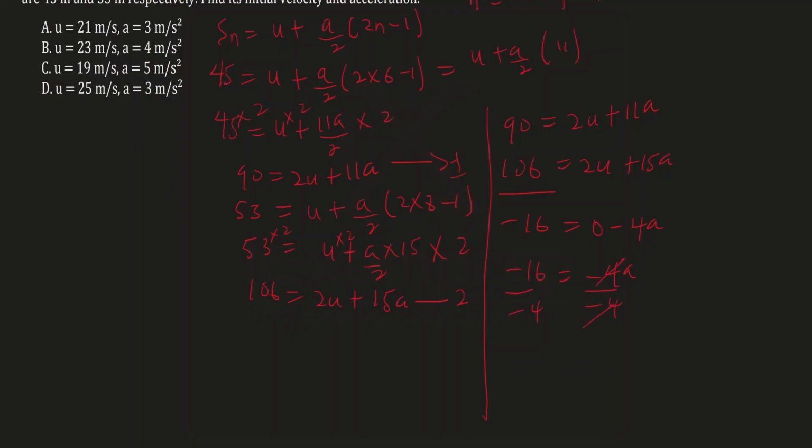So this cancels this. Negative 16 by negative 4 is 4. So acceleration is 4 meters per second squared. To find u, let's substitute the value of a in any of the equations.